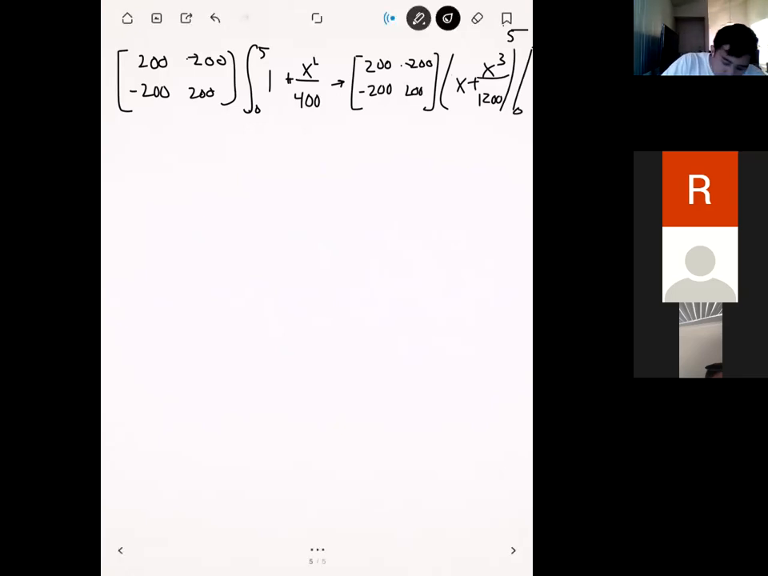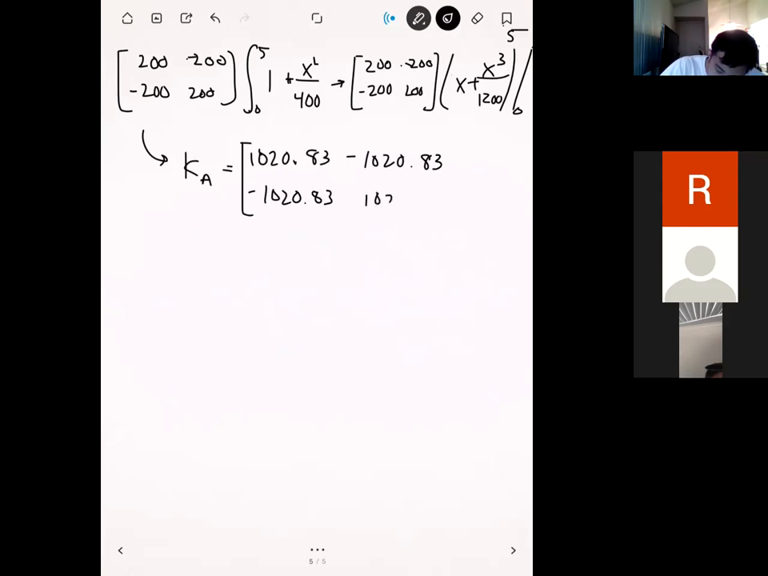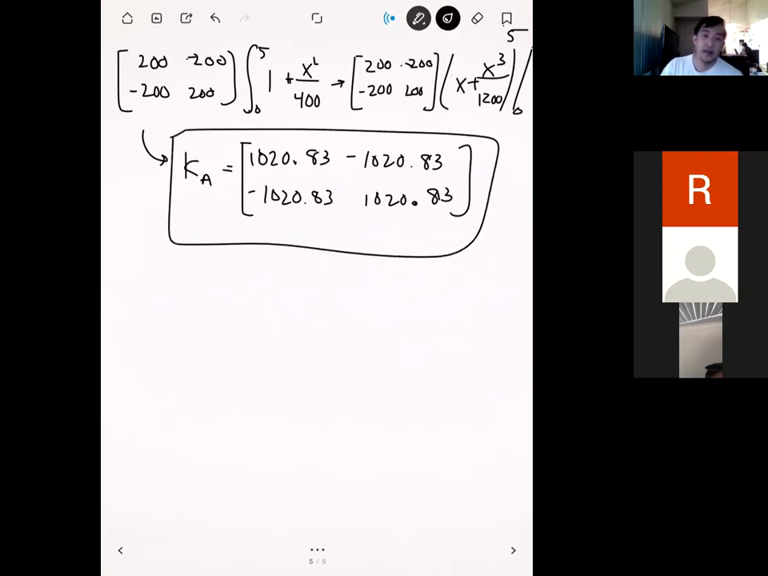And so we evaluate that out, and we're left with the element stiffness matrix for element A, which is simply going to be 1020.83, minus 1020.83, minus 1020.83, and 1020.83. Okay. And so we're left with a familiar sight. We have a 2x2 matrix here, but we went about it by computing an integral. So that's the element stiffness matrix for element A.